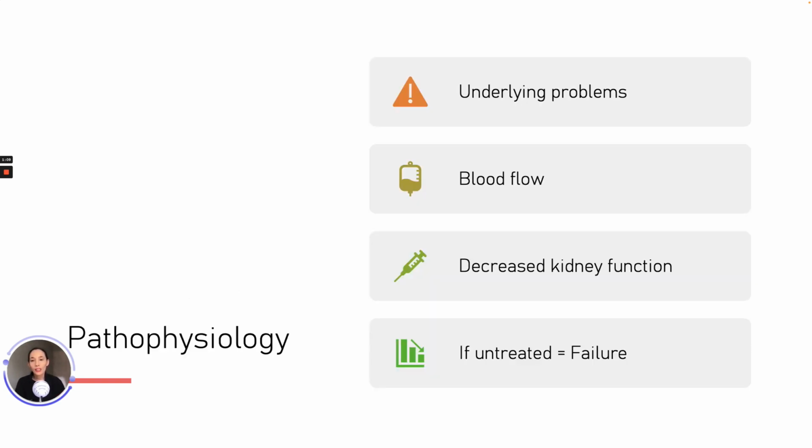So the pathophysiology of acute renal failure is not always known, but there can be a few underlying problems. These can include hypovolemia, hypotension, reduced cardiac output or cardiac failure, and obstruction of the kidneys. If there is an underlying problem in the body that is affecting the blood flow, then blood flow to the kidneys will be reduced, and this will lead to decreased kidney functioning because there is inadequate blood flow, and if it's not treated, it will lead to kidney failure.